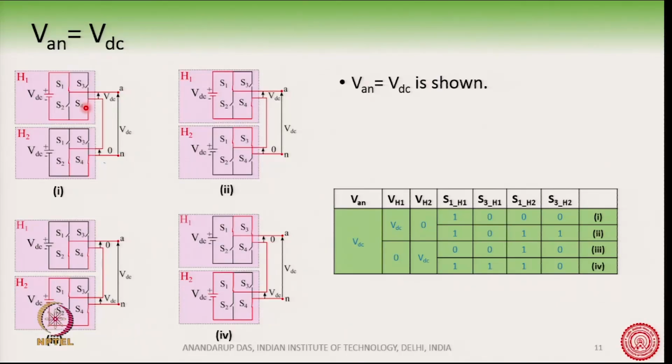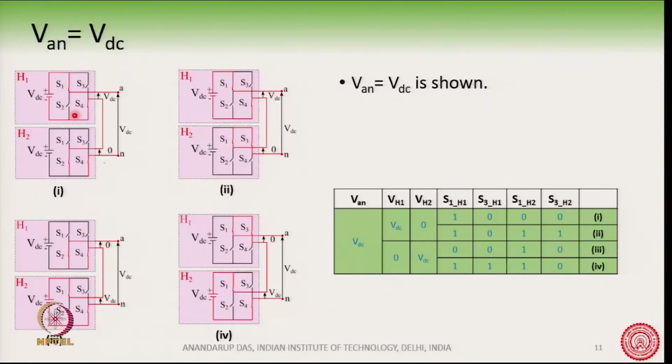But when we want to get 0 from VH2, then we have two switching state possibilities, or two switching combinations, possible. Either we turn on S2 and S4, or we turn on S1 and S3. Both of them will give me 0 out of VH2.